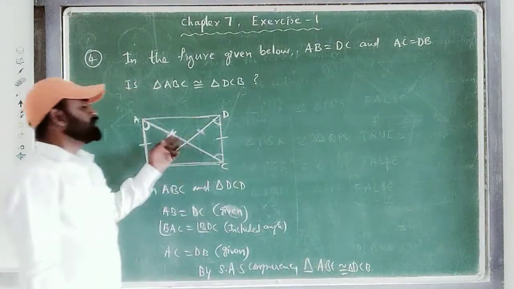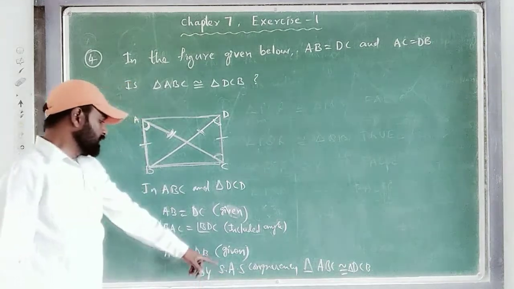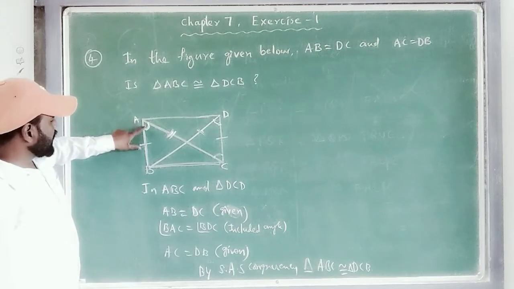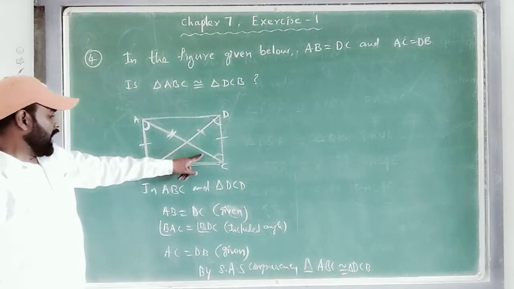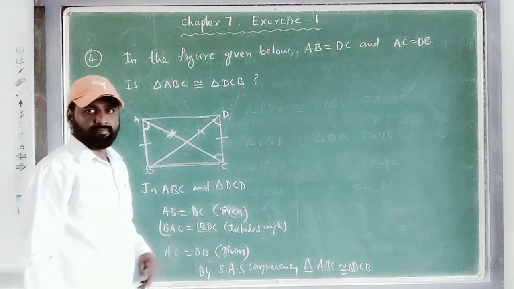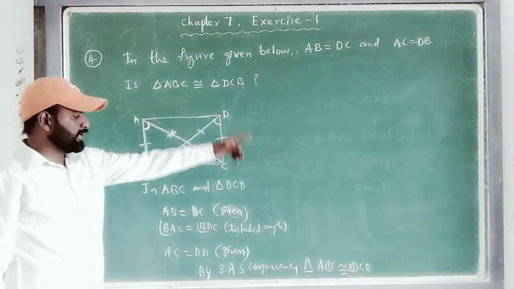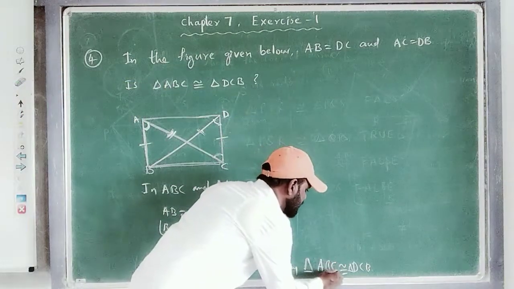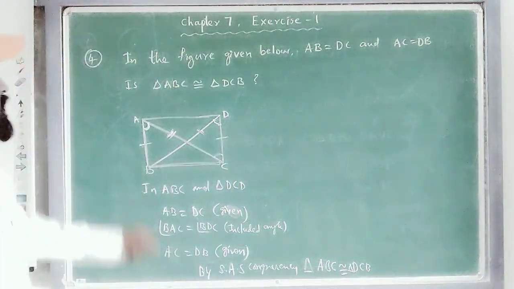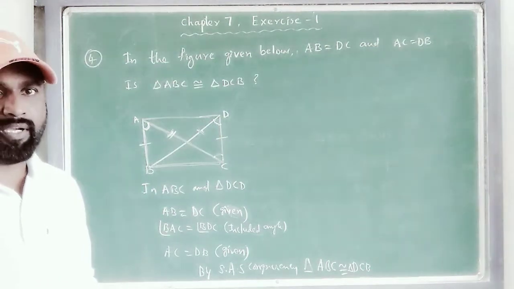Yes, we can say these two triangles are congruent by the rule SAS, side angle side. The angle is included by the two sides. This angle A is included by AB and AC, and this angle is included by the sides BD and CD. So by SAS congruency rule, we can say triangle ABC is congruent to triangle DCB. Hope you all understand this question. With this question, we have completed our exercise 1. Let us move on to the next topic.